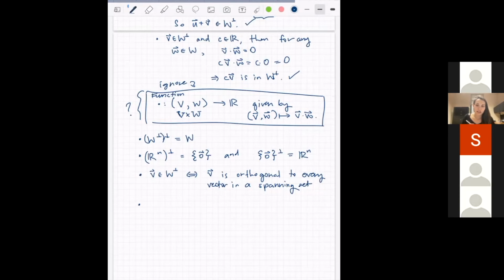Okay. And then you might have noticed from our examples that the dimension of W plus the dimension of W perp, okay, first say if W is a subspace of Rn, then the dimension of W and the dimension of W perp will add up to the dimension of the whole space. So it'll be n in this case, since we're in Rn.